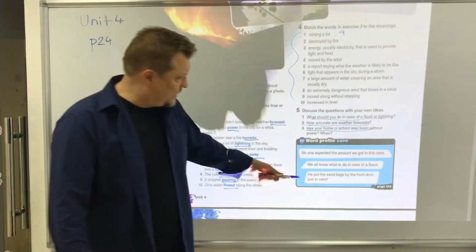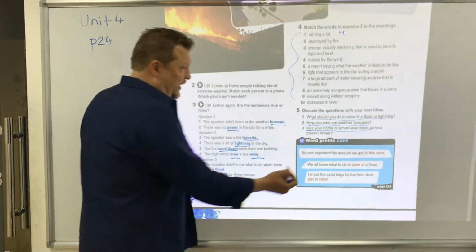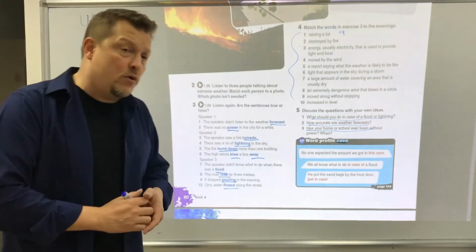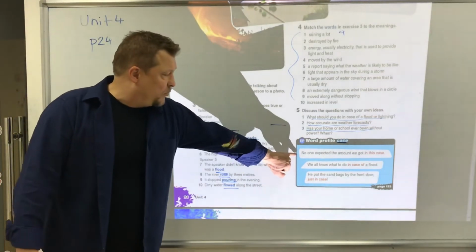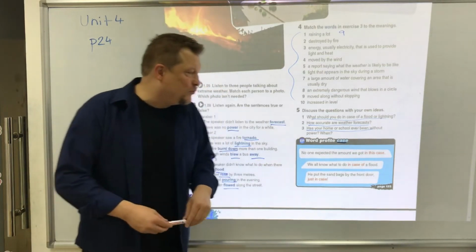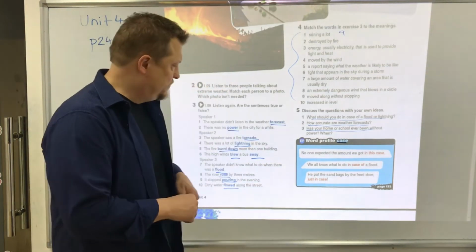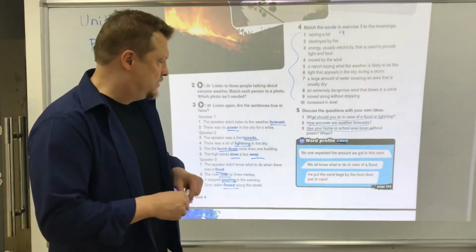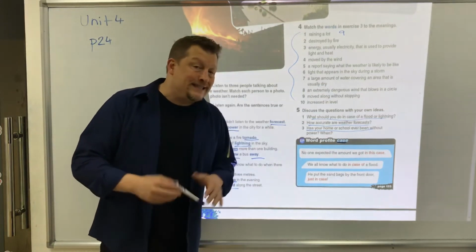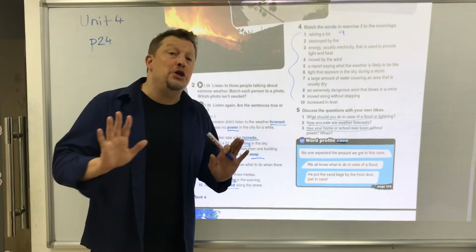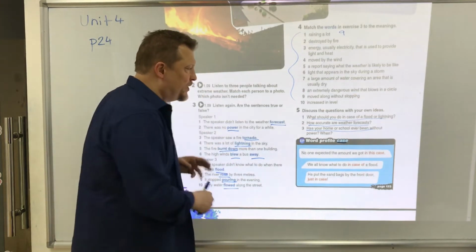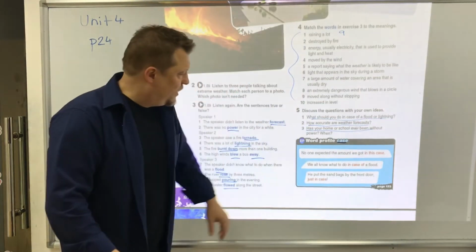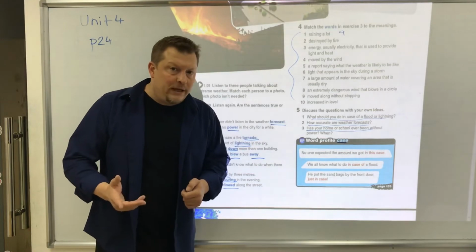Okay, now let's look at the word profile. The word is case. There are a few expressions here with the word case. Let's look at number 1. No one expected the amount we got in this case. We all know what to do in case of a flood. He put the sandbags by the front door just in case. So we got 3 expressions here: in this case, in case of, and just in case. Do you know what they mean?